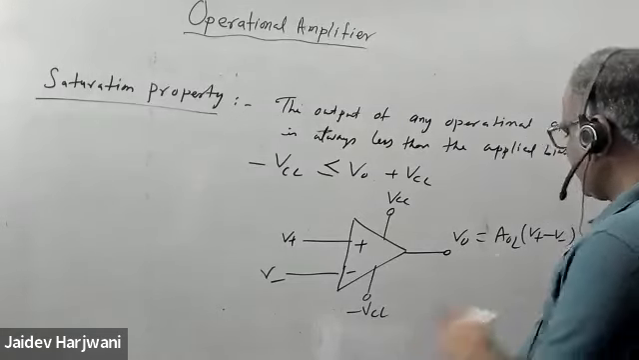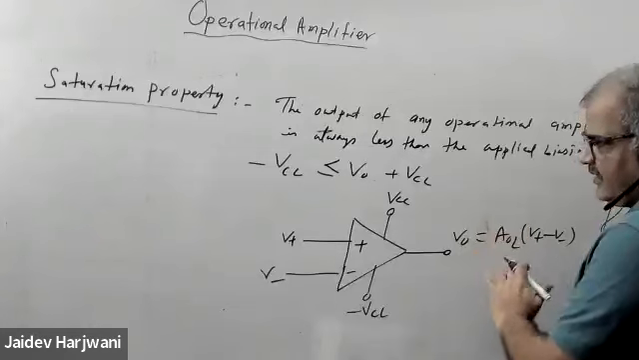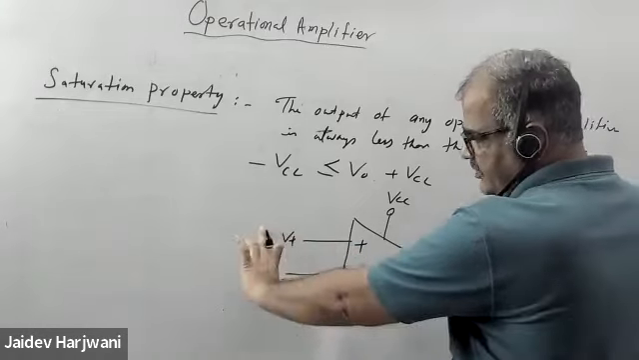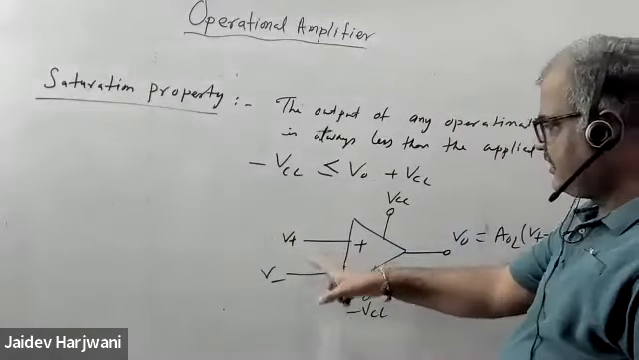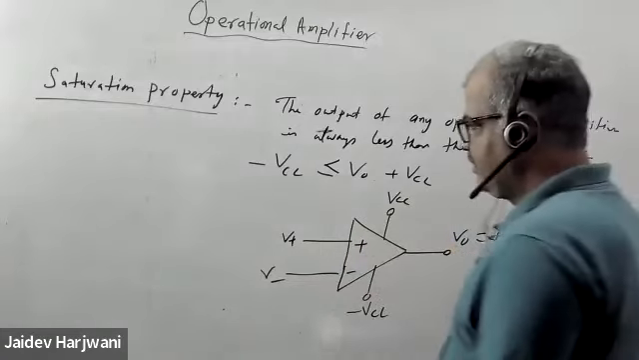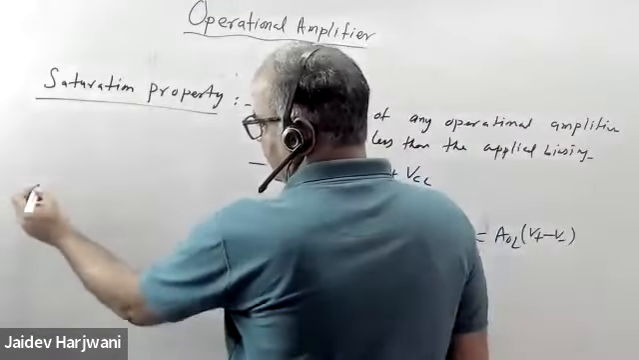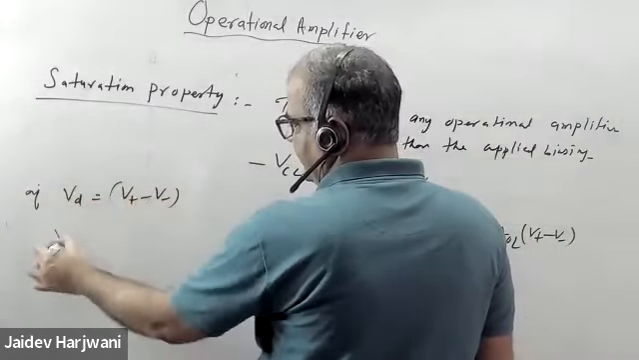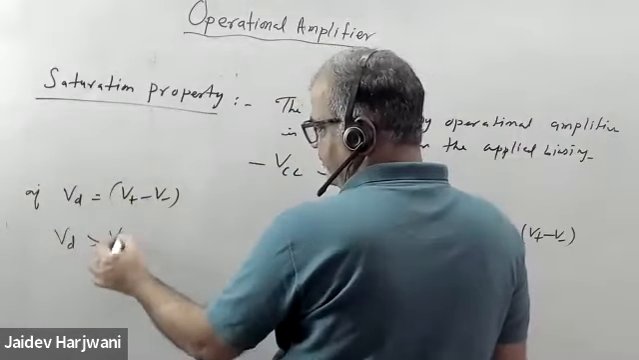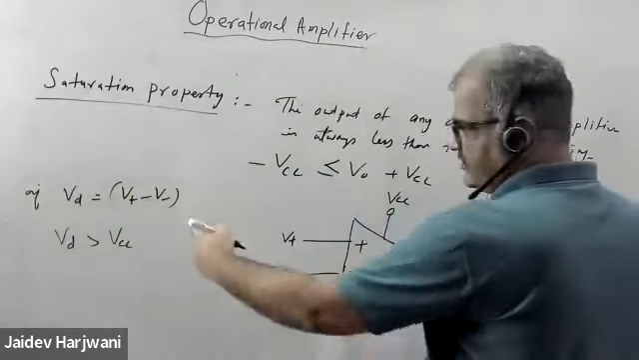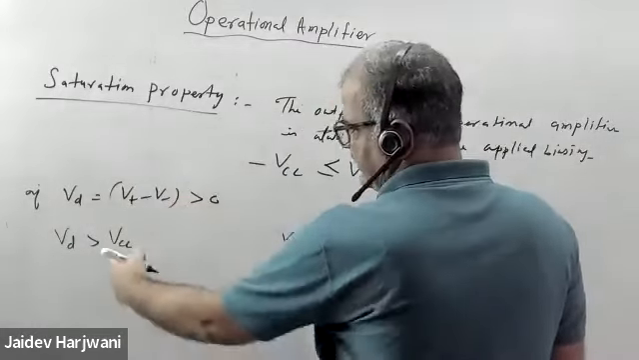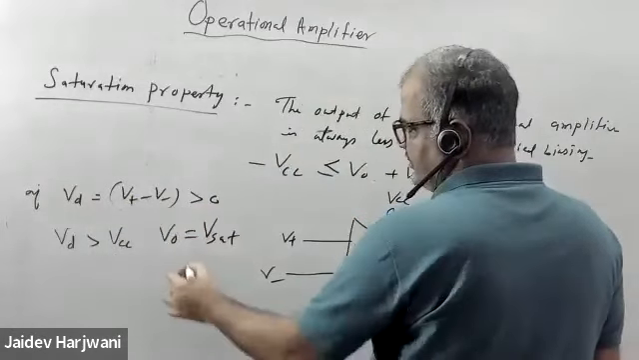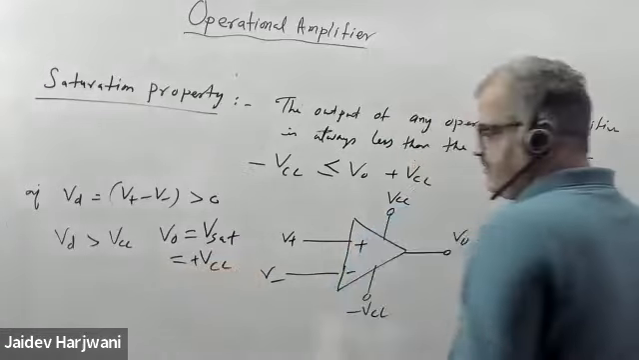So suppose I give you some value of operation amplifier, and I'm giving you some voltage, positive and minus. So if the difference is positive, and when the difference is greater than VCC, what is the meaning of the saturation property? VD is your V plus minus V minus. If VD is greater than VCC, if it's positive and greater than VCC, then your V output will get saturated. Then V output will be equal to V saturation, and that will be saturated to plus VCC.